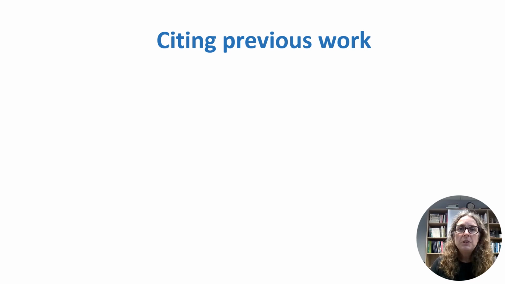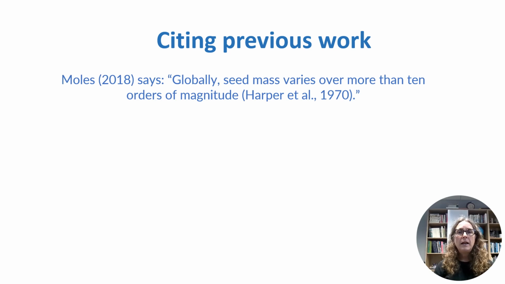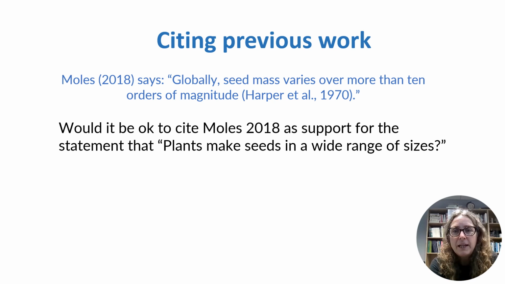Okay, I just wanted to make a couple of points about how citations of previous work go, because not everybody knows how to do this. So we're starting with an example from a real paper. Moles in 2018, in their paper, they say, globally, seed mass varies over more than 10 orders of magnitude, and Moles is citing Harper et al. 1970 for that.